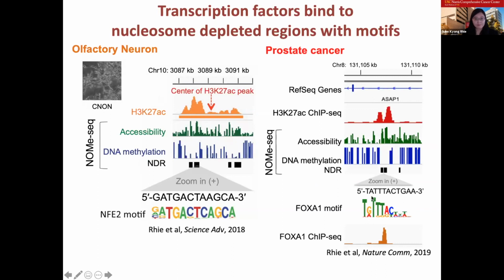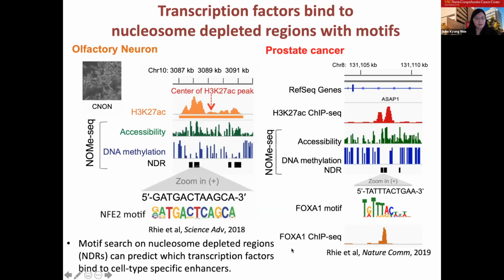For example, here, FOXA1. And we were able to actually perform FOXA1 ChIP-seq to confirm that FOXA1 binds to these nucleosome depleted regions in these enhancers. So using all of those ChIP-seq and NDR from NOMe-seq and motif search, we'll be able to find transcription factors that specifically bind to those enhancers.